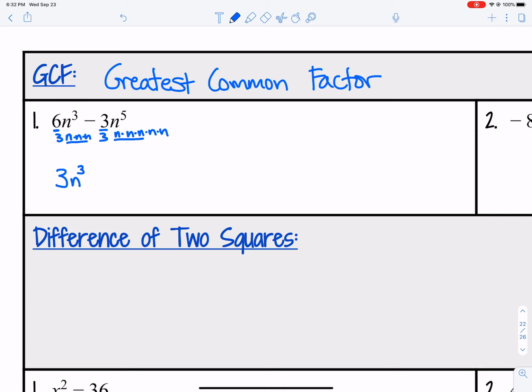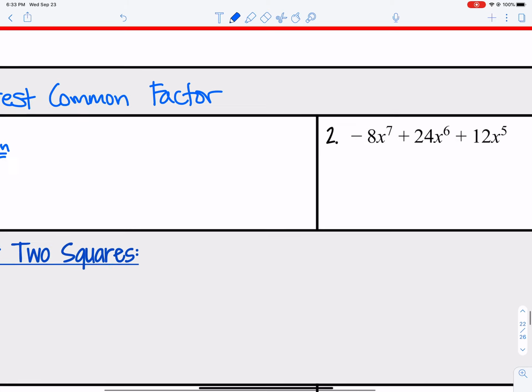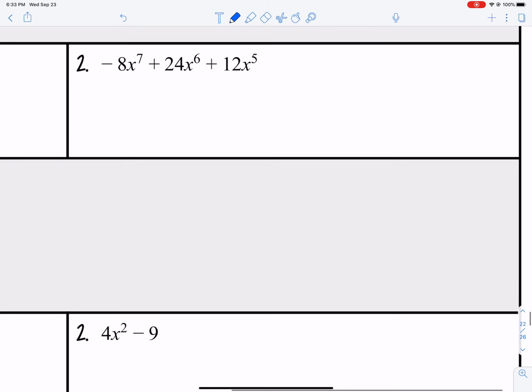n's. Then what would be left over is 6 divided by 3, which is 2. But then I took out all of those n's, so nothing else is left for that first term. And then 3 divided by 3, nothing else is left for my number, but I have 2 n's left over, because I took out 3, there will be 2 left over. So you always want to take out the greatest common factor and then try to write what would be left over in parentheses. Let's look at number 2.